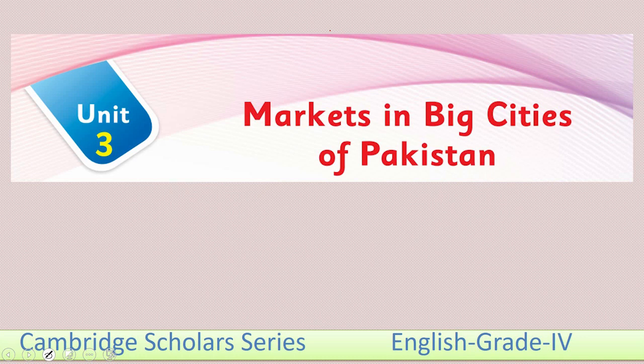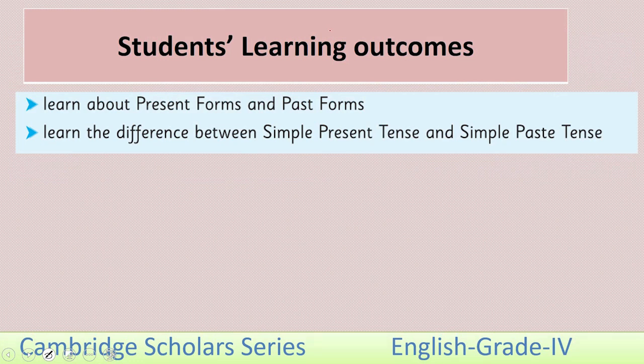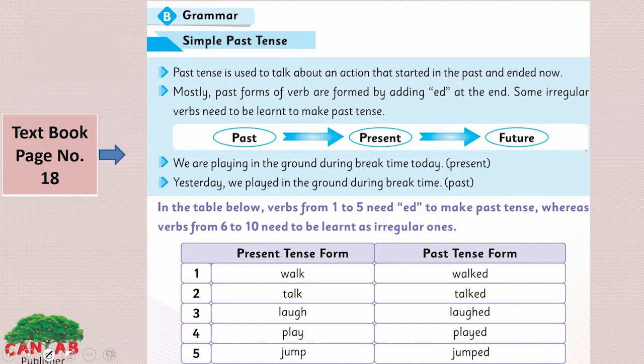We will start our lesson from unit number 3, markets in big cities of Pakistan. SLOs of this lesson are: learn about present forms and past forms. Learn the difference between simple present tense and simple past tense. Now look at here, page number 18 of your textbook. We have a grammar section here.